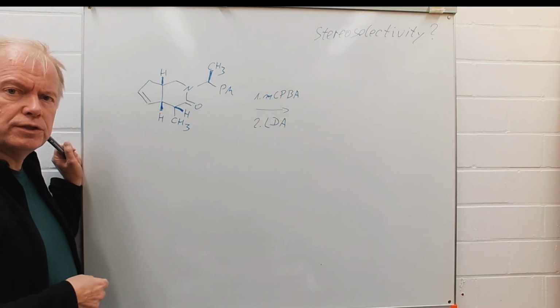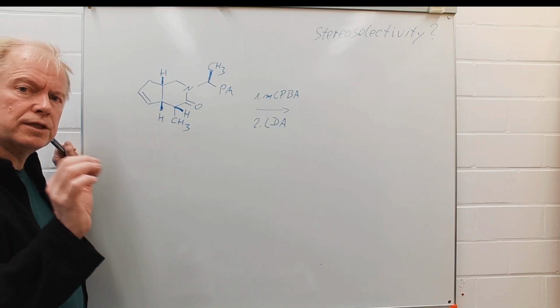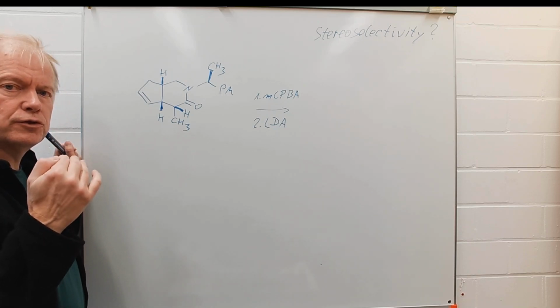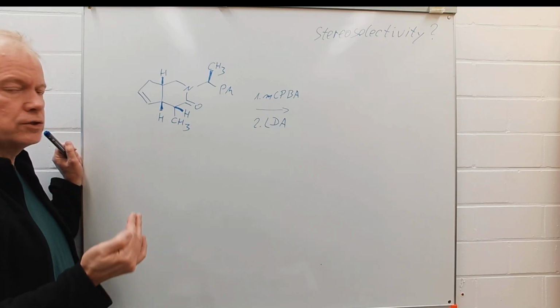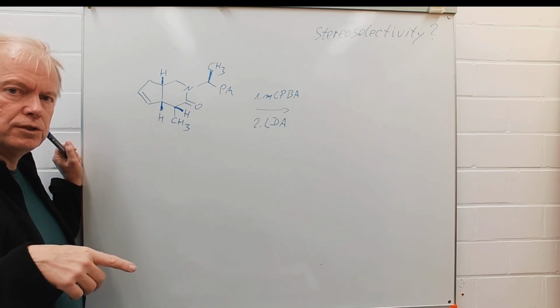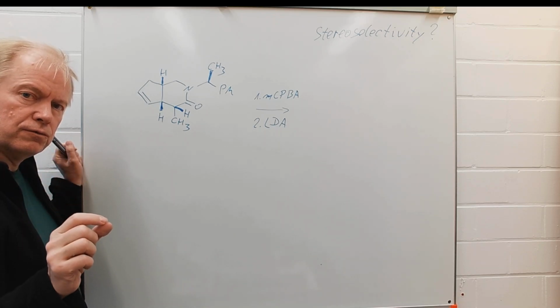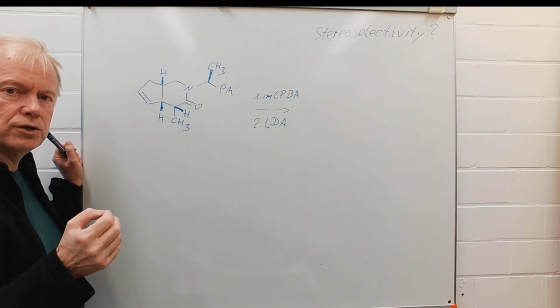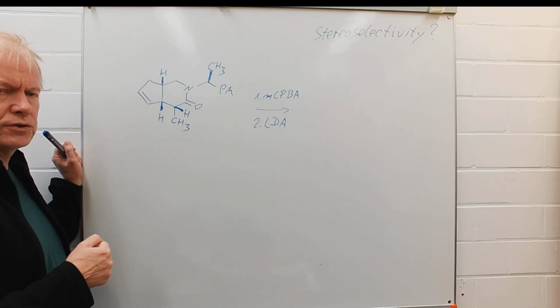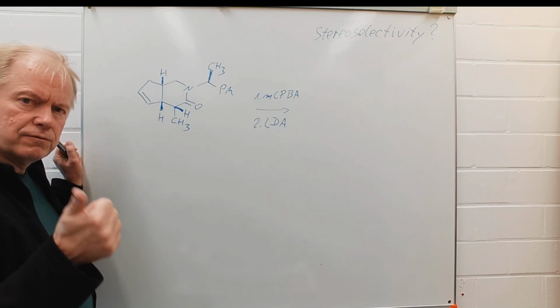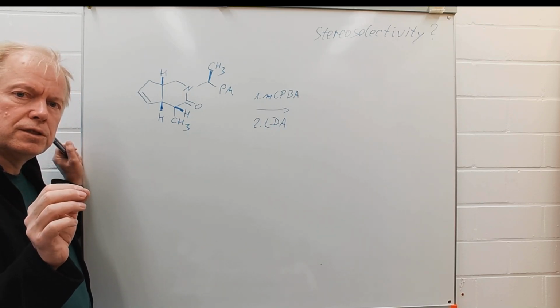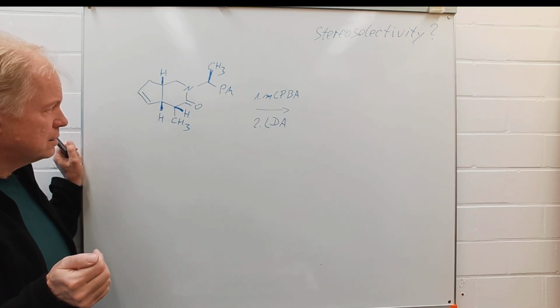MCPBA, an oxidating agent. It will transfer an oxygen. In the preceding video, we have seen it as a reagent for a Baeyer-Villiger oxidation. Well, for Baeyer-Villiger oxidation, you need a ketone or an aldehyde.